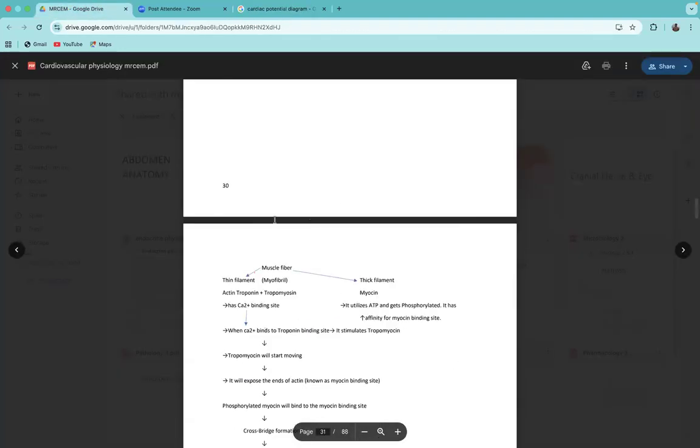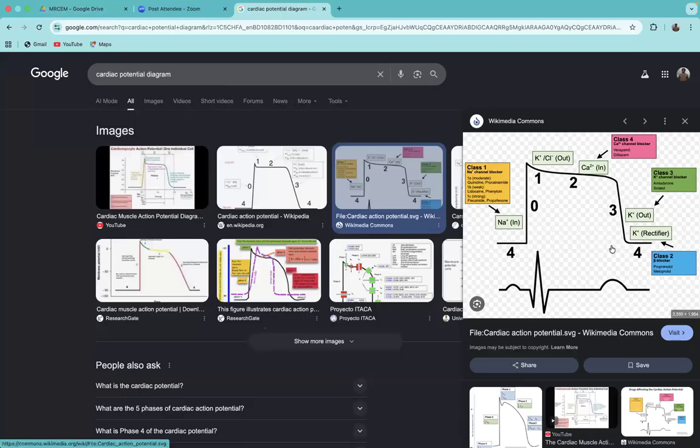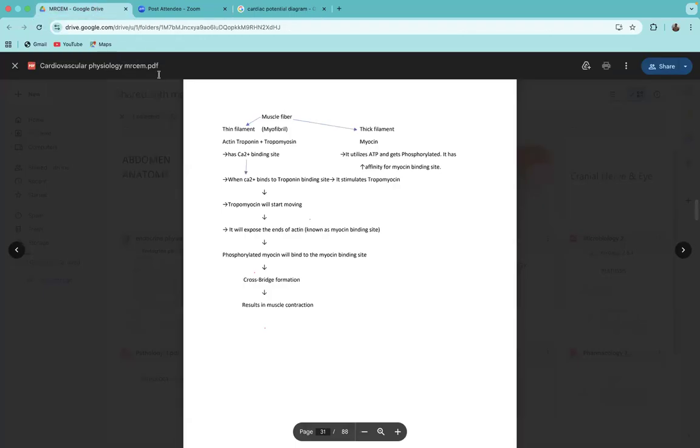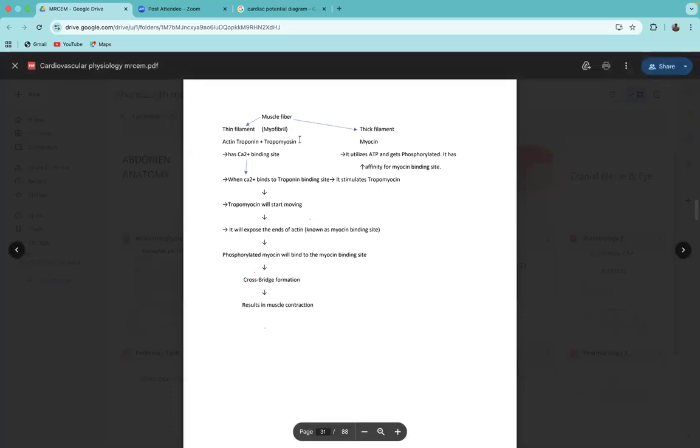Okay, we have seen the different phases of the cardiac action potential, and we have also seen how they correlate with the ECG waves. And this will be very important for our exam, right? We have already studied how calcium-induced calcium influx or calcium release occurs, which ultimately causes muscle contraction. And we will also see that in depth in this slide.